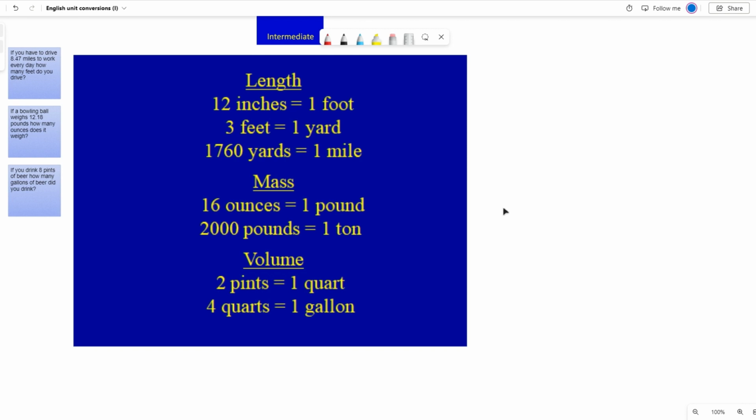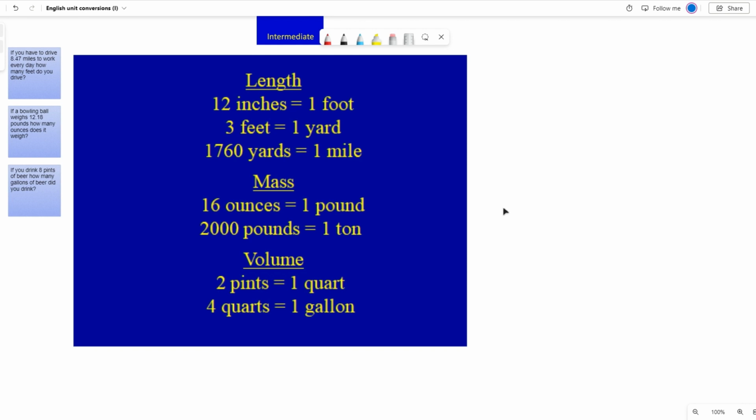If you have trouble or don't remember the factor label system, or want to take a look at converting within the metric system, which is where I taught you how to use the factor label system, I'll put a link to the video up in the top corner there so that you can take a look at that. But today is going to be all about the English units of conversions.